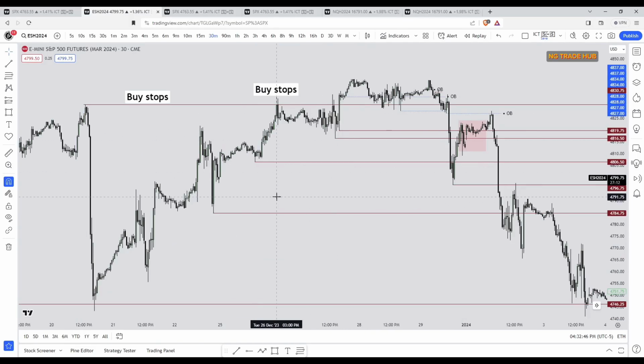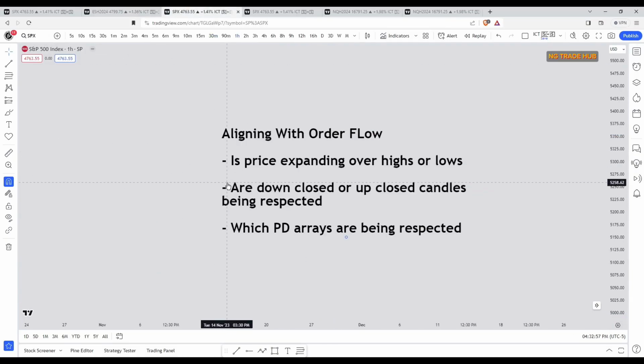So you may look at this and say, okay, well, how do you know what it's going to do next once it takes out the sell side liquidity? Is it going to reverse? Is it going to keep expanding? How do I know what the order flow is going to be? And that's why we're going to be talking about aligning yourself with order flow. Is price expanding over highs and lows? Are down close or up close candles being respected? And which PD arrays are being respected? Are bullish breakers, fair value gaps, order blocks being respected, or bearish PD arrays? These things help me gauge institutional order flow.